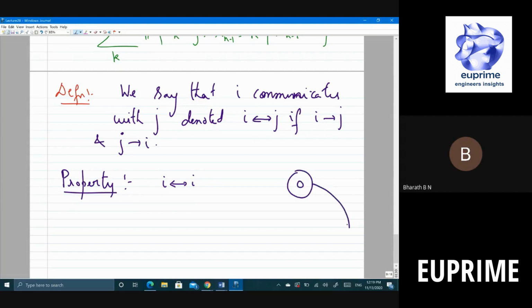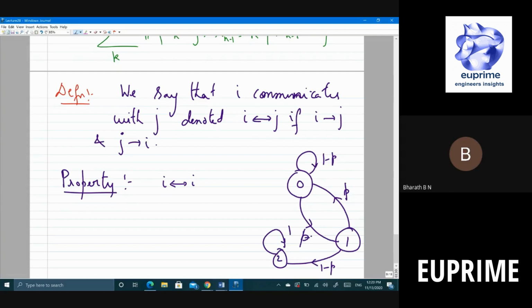States 0, 1. It goes here with probability P, here with probability P. It comes here, or stays back with probability 1 minus P, and goes to 2 with probability 1. Now what will happen? If it goes out with probability P, it can go over here with probability 1 minus P and 1.